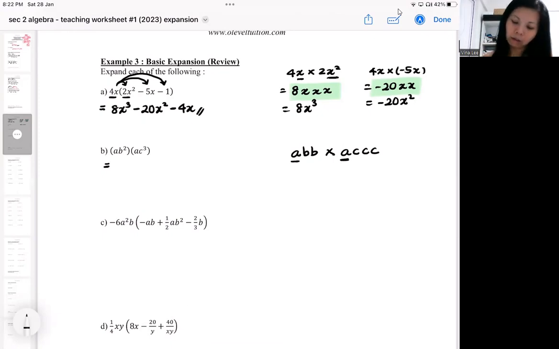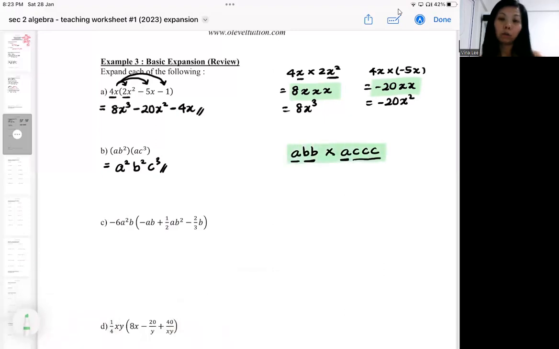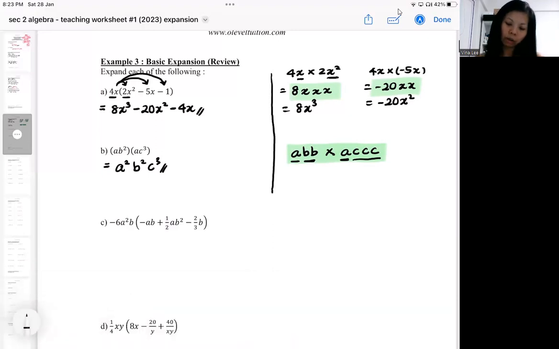Look at the a that you've gotten. That will be a squared. Look at the b that you will have gotten. There will be a b squared. Look at the c that you've gotten. There will be a c cubed. So again, this is the thinking process, but you do not show this. You can have a thinking column for yourself. Please try not to mix things up.